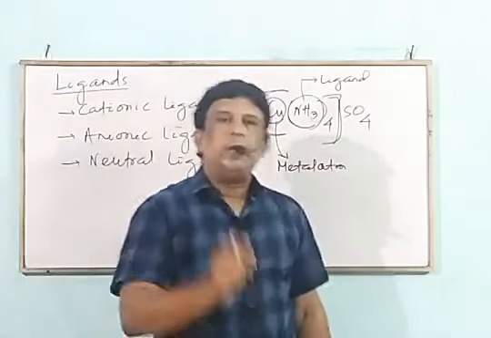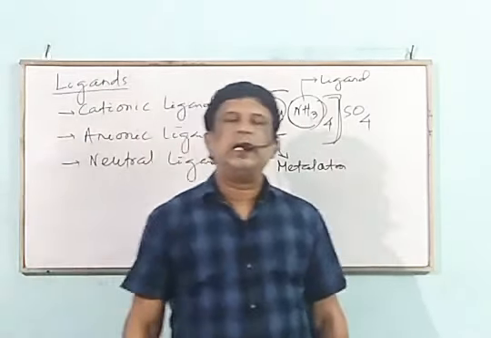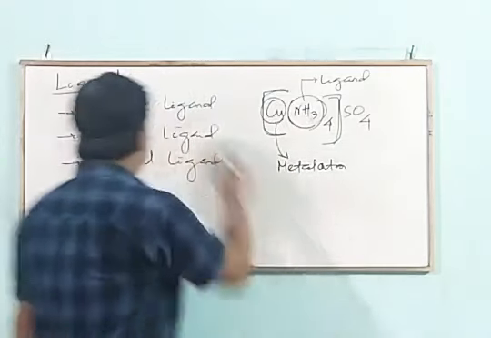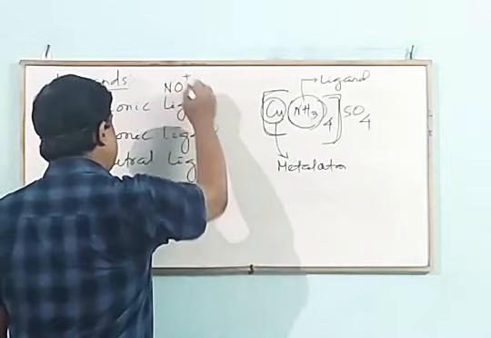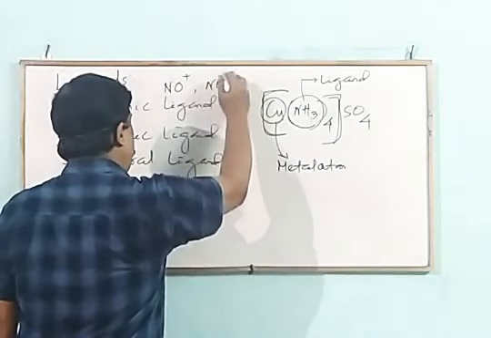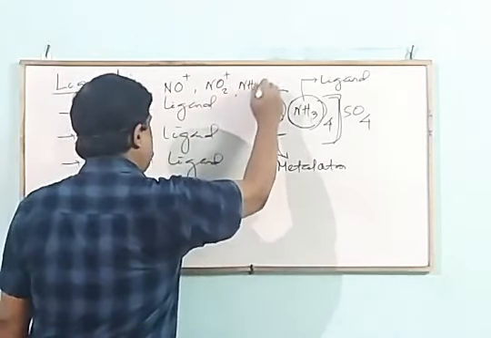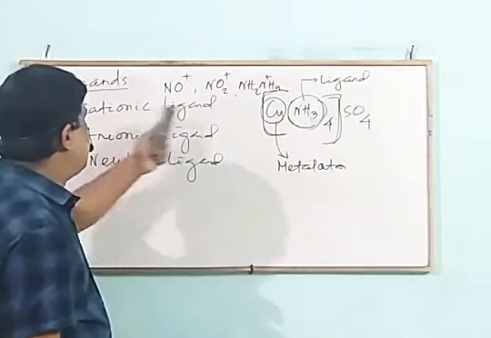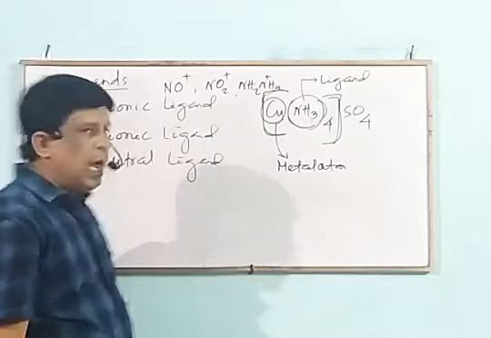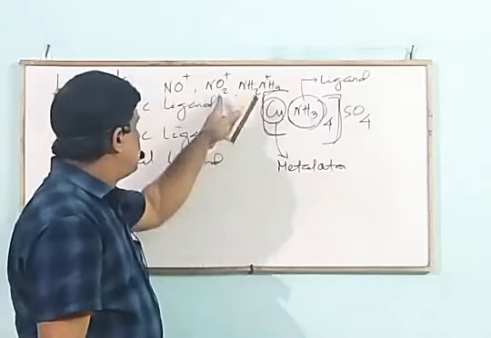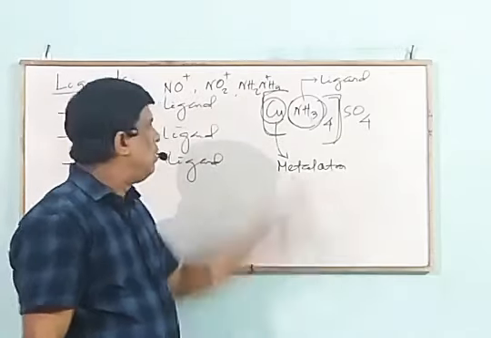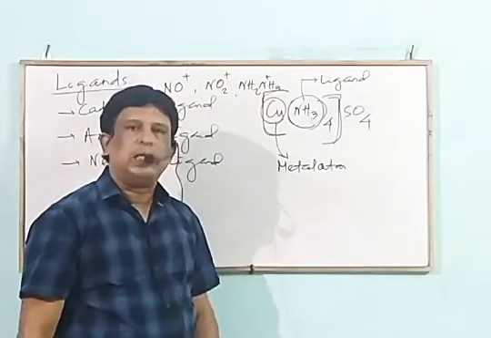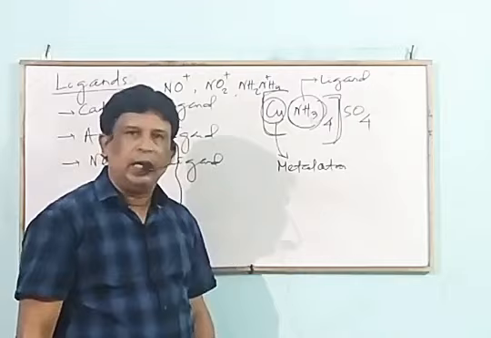Cationic ligand. If a positive charge is there, then it is known as a cationic ligand. For example, NO+, NO2+, NH3+. These are some examples of cationic ligand. Its name is nitrosonium ion, nitronium ion, and so on.